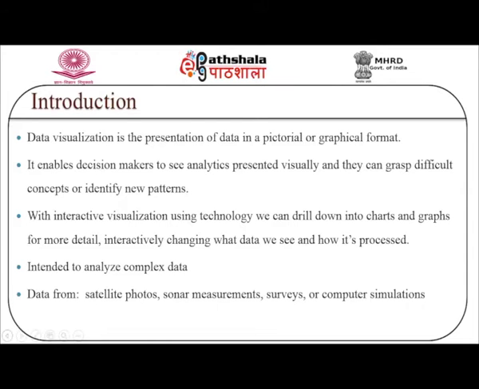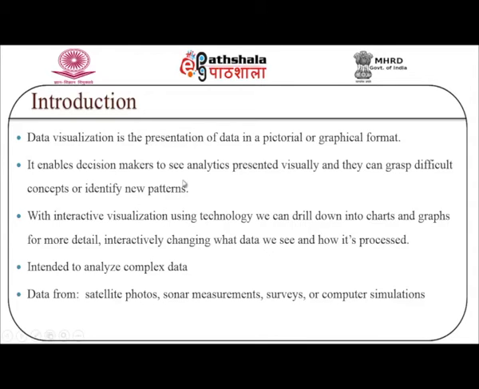Introduction. Data visualization is a presentation of data in a pictorial or graphical format. We know this already. This enables decision makers to see the analytics presented visually, and they can easily grasp difficult concepts or identify new patterns from this. With interactive visualization using technology, we can also drill down into charts and graphs for more detail, interactively changing what data we see and how it is being processed.